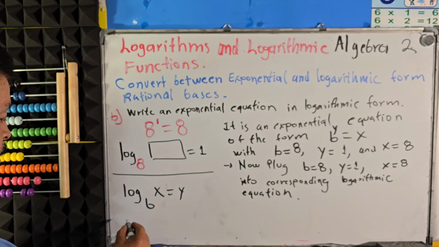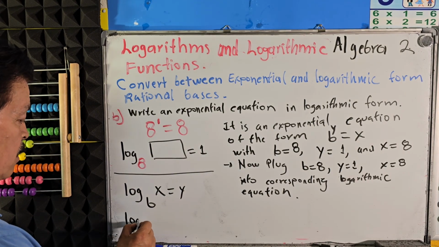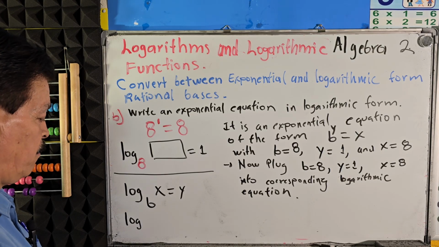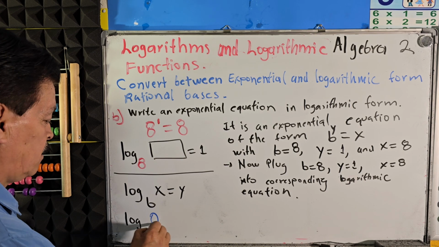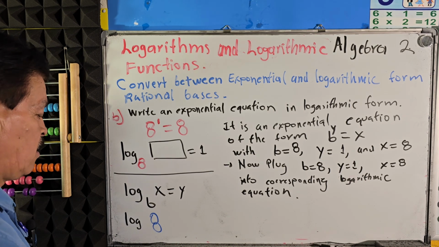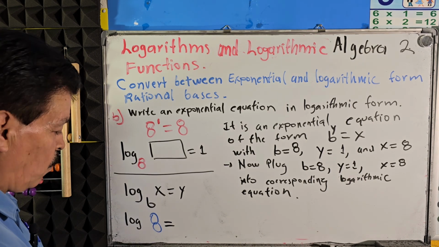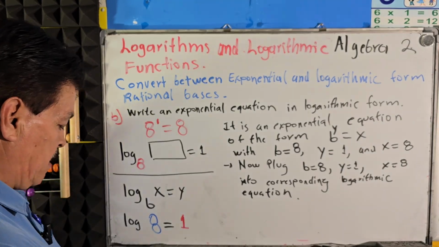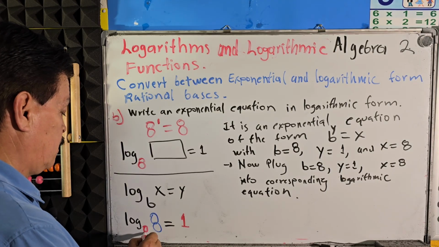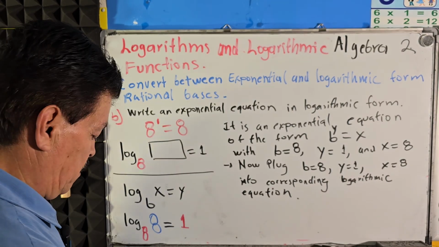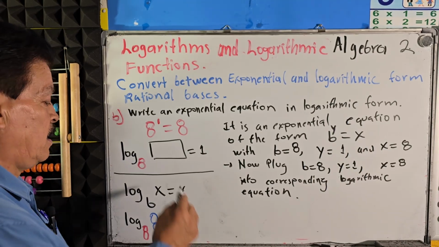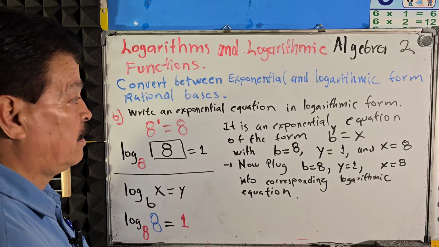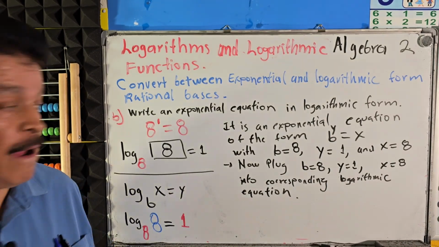So our answer will be: let's write here the logarithm of which number? Of 8 equals 1 with the base 8. So which number is missing then? Inside the square is 8. So that's the solution to our problem. All right.